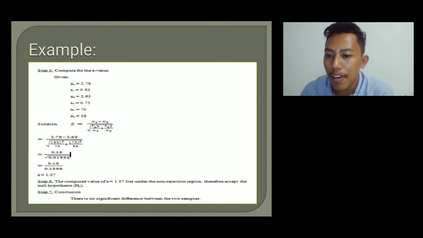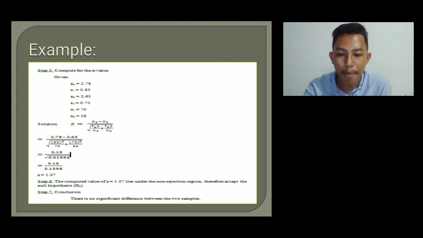So, the computed value of z, 1.07, lies under the non-rejection region. Therefore, accept the null hypothesis. Our conclusion is there is no significant difference between the two samples.